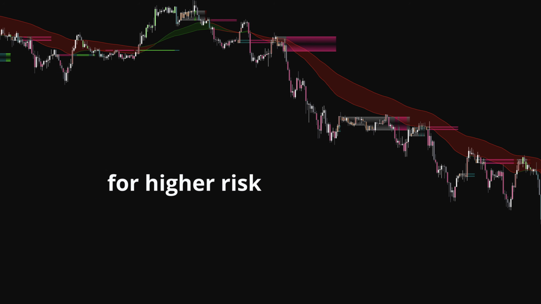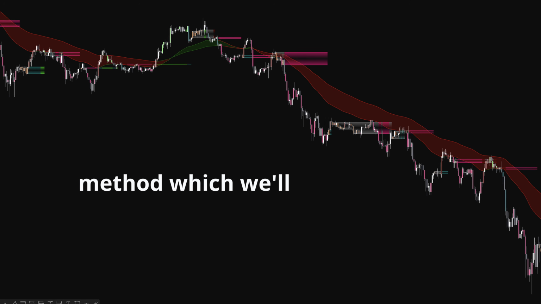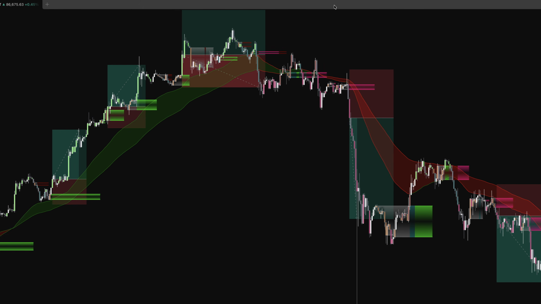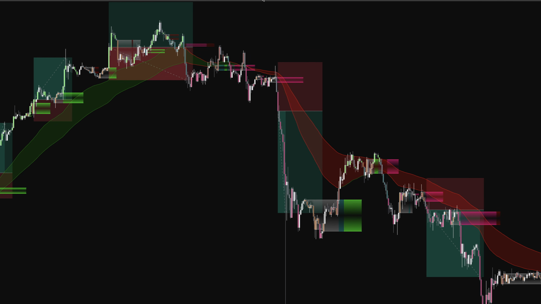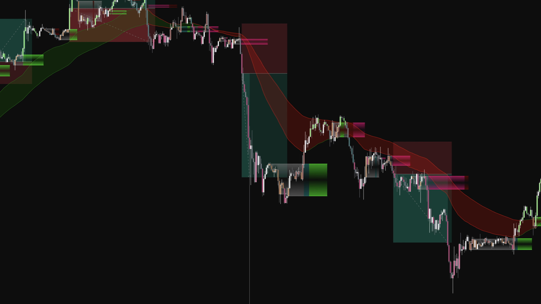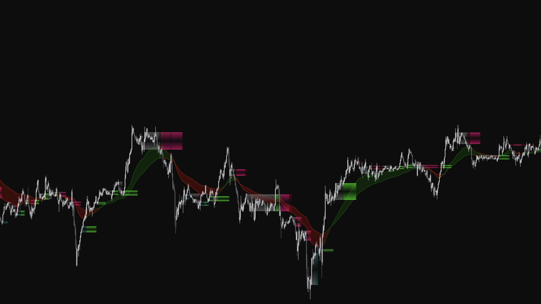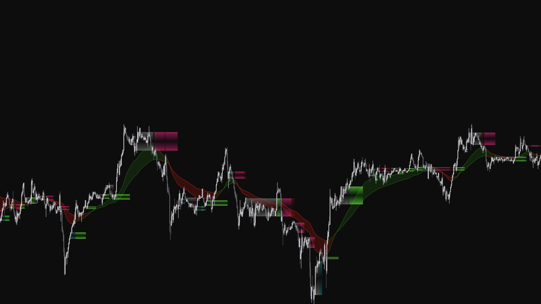If you're looking for higher risk-reward trades, you might want to consider the break and retest method, which we'll discuss in just a moment. Look, the example I just showed you looks good when it works, which means when price is actually trending. But here's the reality. Most of the time, the market is chopping, not trending. Sometimes we just need to wait for price to break out of that chop.